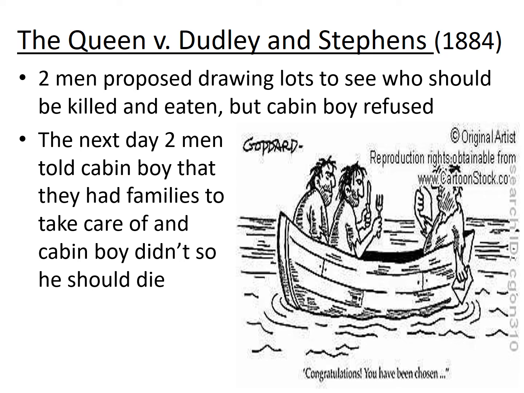The next day, there's still nothing to eat, nothing to drink. They feel like they're going to die. And the next day, the two grown men told the cabin boy, well, we have families. We have wives and children at home to take care of. You're just a teenager. You've got no family to take care of. So if one person should die, it should be you.